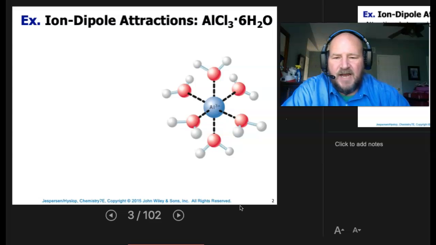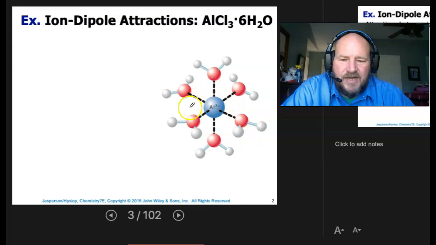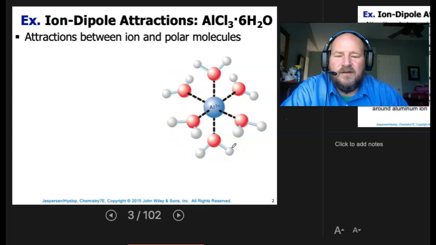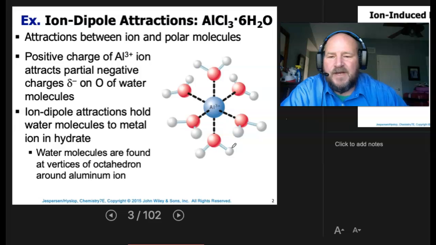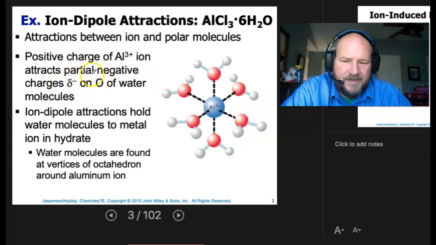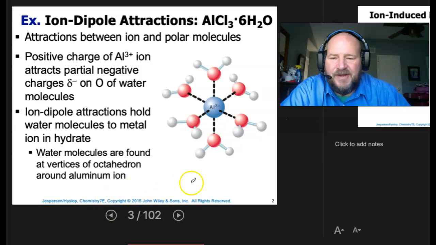So here's the ion-dipole attraction between aluminum chloride and 6 waters. You can see the aluminum is attracted to the 6 oxygens as they wrap around the aluminum ion. The positive charge of the Al3+ ion attracts the partial negative of the oxygens of the water. The ion-dipole attractions hold the water molecules to the metal ion, and we consider that a hydrate.